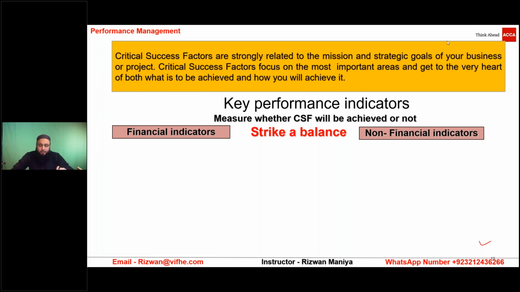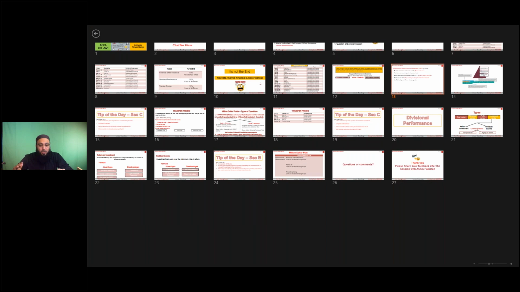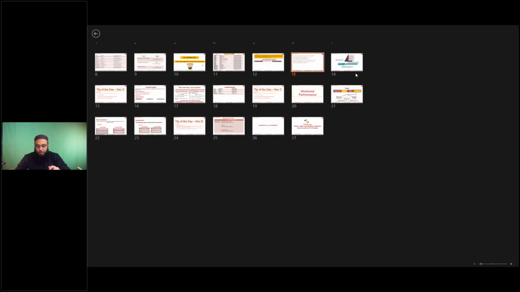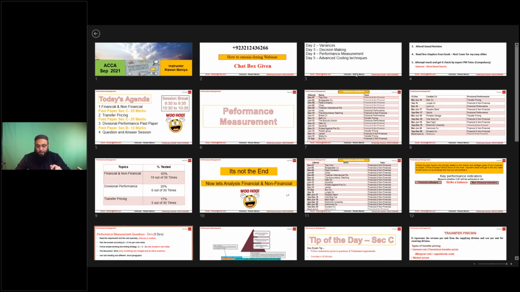So as I was telling, every business has certain critical success factors like quality, like comfort, like taste, like ambience. Now, to check whether we are achieving our CSFs or not, we need to have KPIs, key performance indicators. These are basically the measures that measure whether CSFs will be achieved or not. We will achieve the CSFs or not, right?